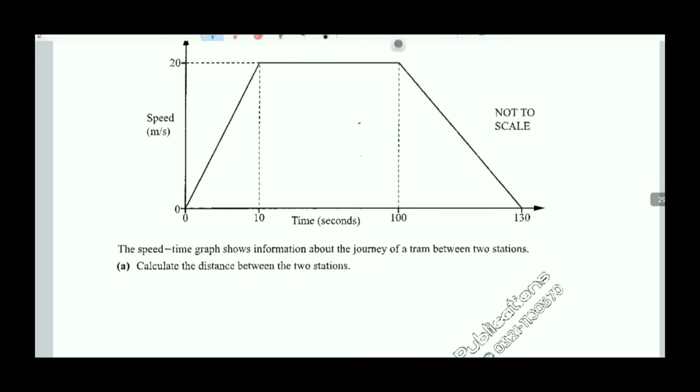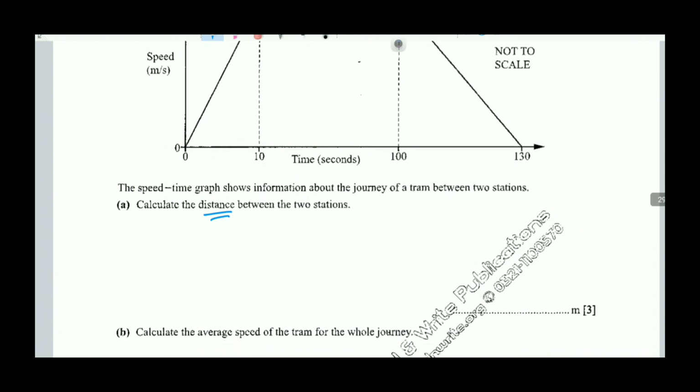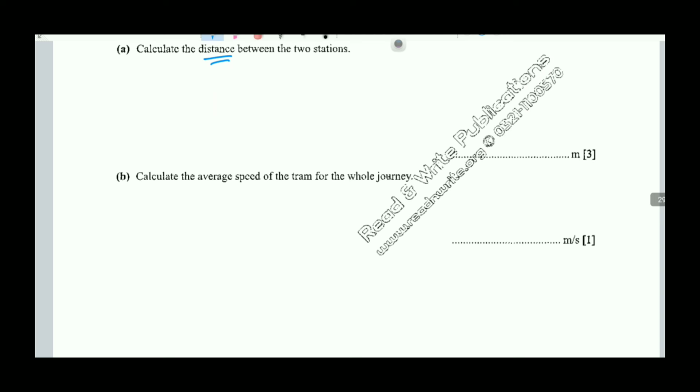Next question. Calculate the distance between two stations. For the distance between two stations, you just have to find the area of the whole figure that is given to you. So very easy. You can take this trapezium and this triangle, or you can take two triangles plus one rectangle.